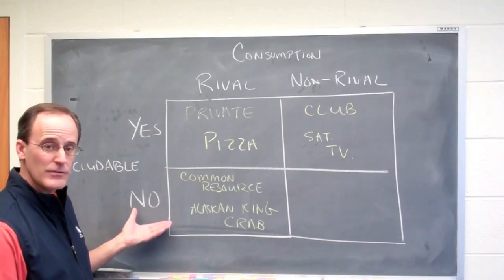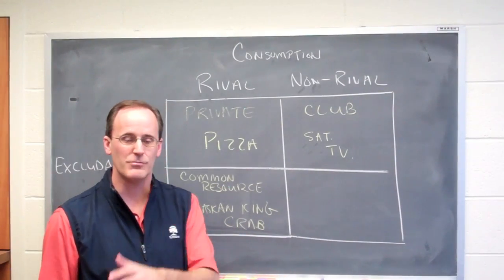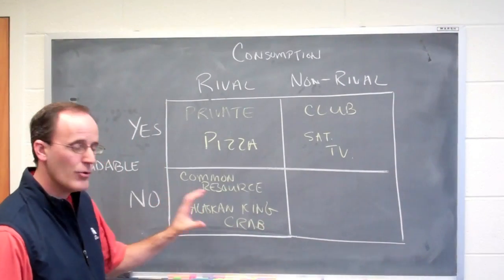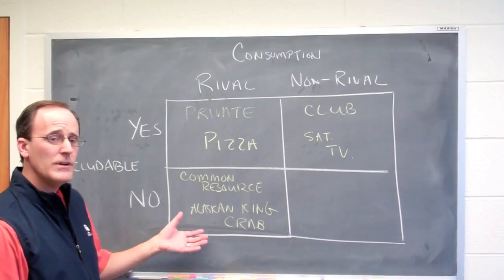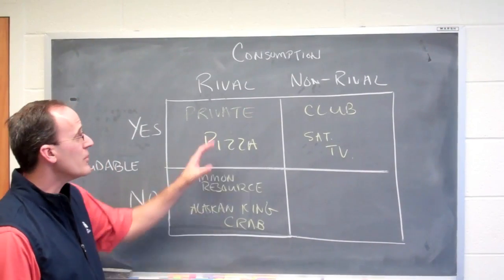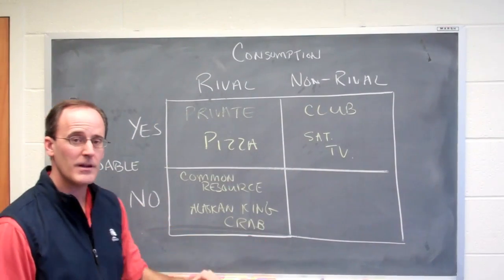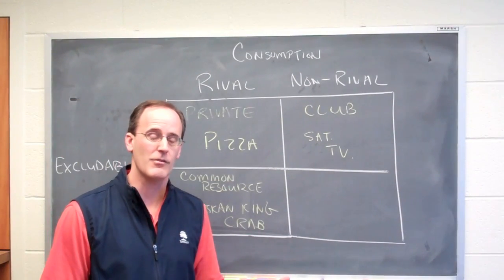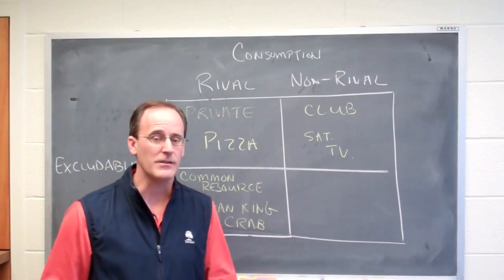The boats that go out in the ocean to capture the Alaskan king crabs in their nets, it's not easy to exclude those boats. Boats can travel from the United States or Japan or other countries. They can go into those fishing waters, and they can extract the crabs. The main reason why this is an interesting category is because the consumption is rival. When one boat catches a crab, another boat's not going to be able to capture that same crab. And so when one boat is successful, the other boats may not be able to get as much.